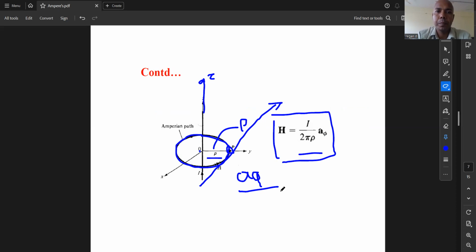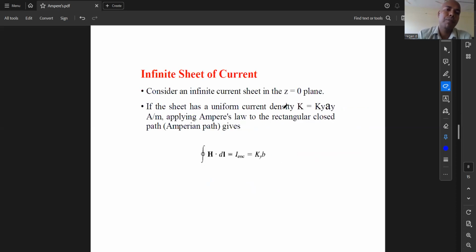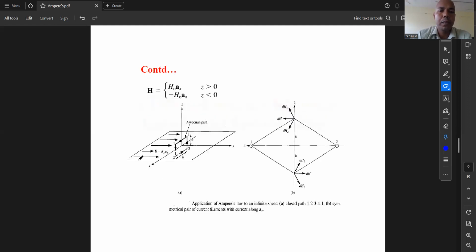at point P. The same way, we can find the magnetic field from an infinite sheet of current. For example, I'm taking a sheet here, which is infinite in size. So current flow is in these directions. These are the current components, going in the y direction. So the sheet of current is in the y direction.